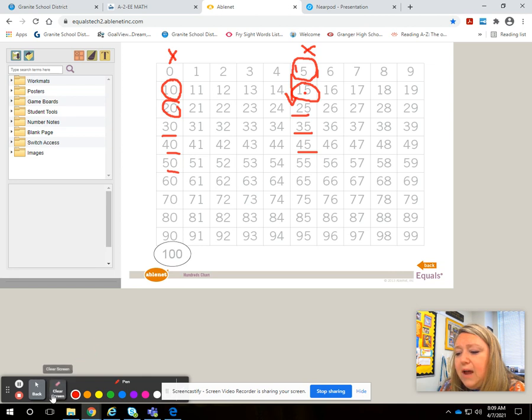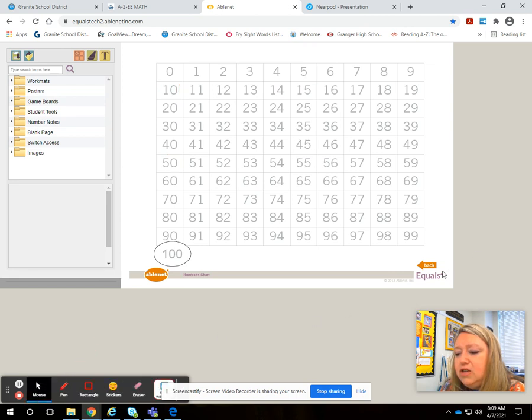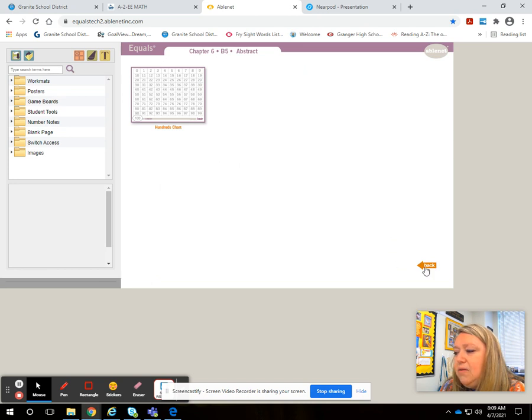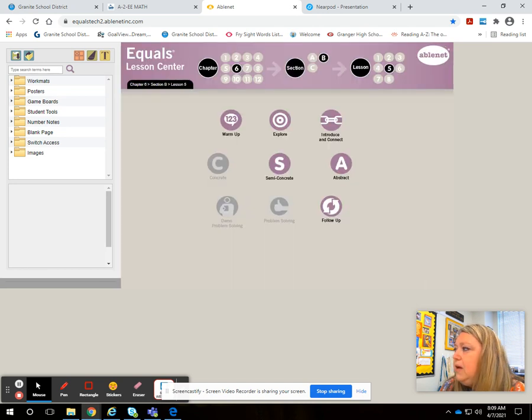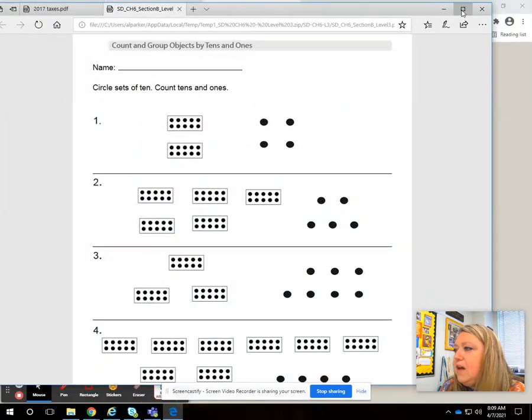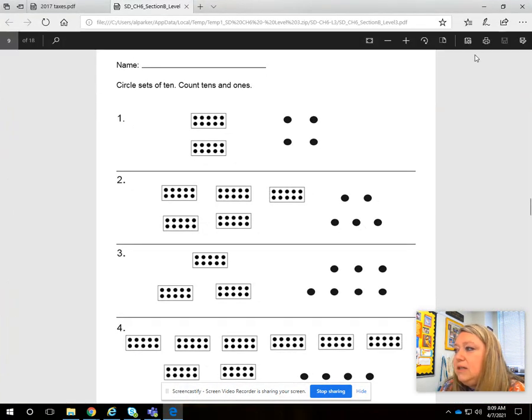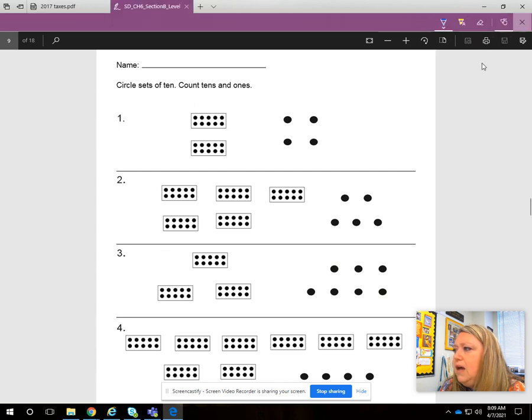Okay, so now we have a special challenge today, because we not only have to count by tens today, but we also have to count by ones. So I'm going to show you just a little preview of what that's going to look like today. So I've got my pen ready to go. It says in the instructions that I'm going to circle the sets of tens, and then I'm going to count the tens and the ones. So I can use my hundreds chart if I need to count by tens, but I'm going to show you an easy way to do this, okay?